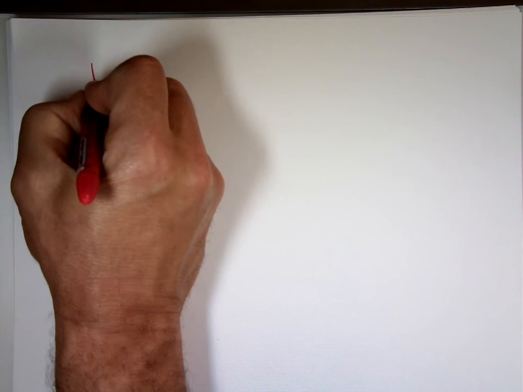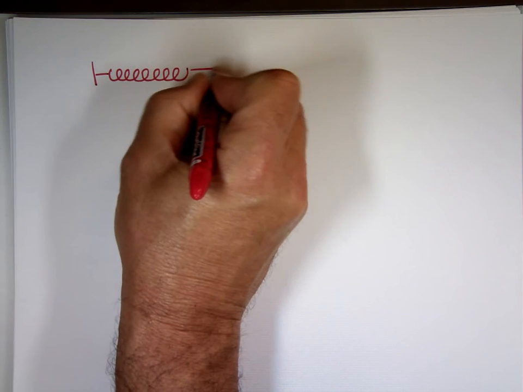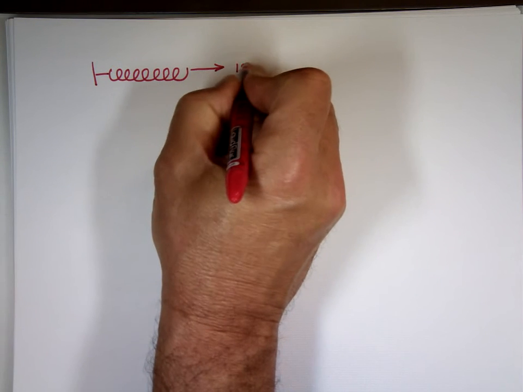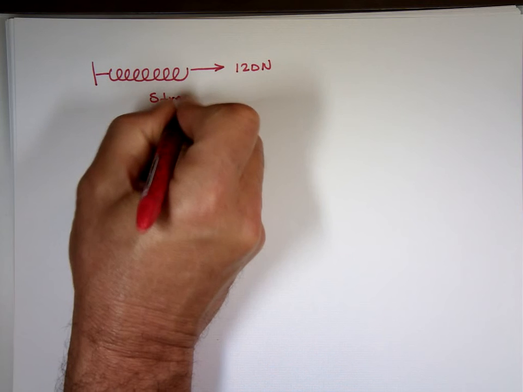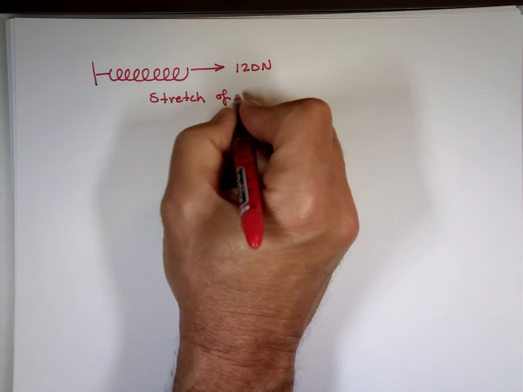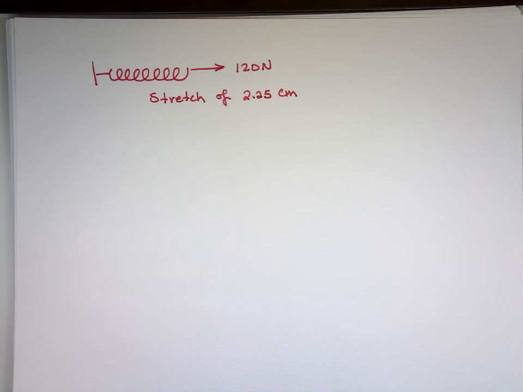We'll use this. Here's an example. When a force of 120 Newton is applied to a certain spring, somebody's pulling on it in that direction, it causes the spring to stretch by 2.25 centimeters. What is the potential energy of the spring?